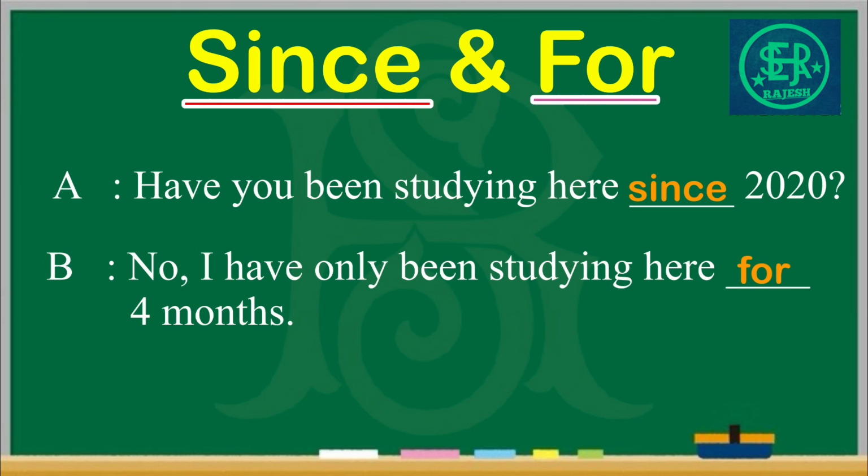So let us look at the whole conversation. A says, have you been studying here since 2020? And B says, no, I have only been studying here for 4 months. Now you know the difference between since and for. Be sure to practice these two time expressions. They are very important to properly express time and duration in English.